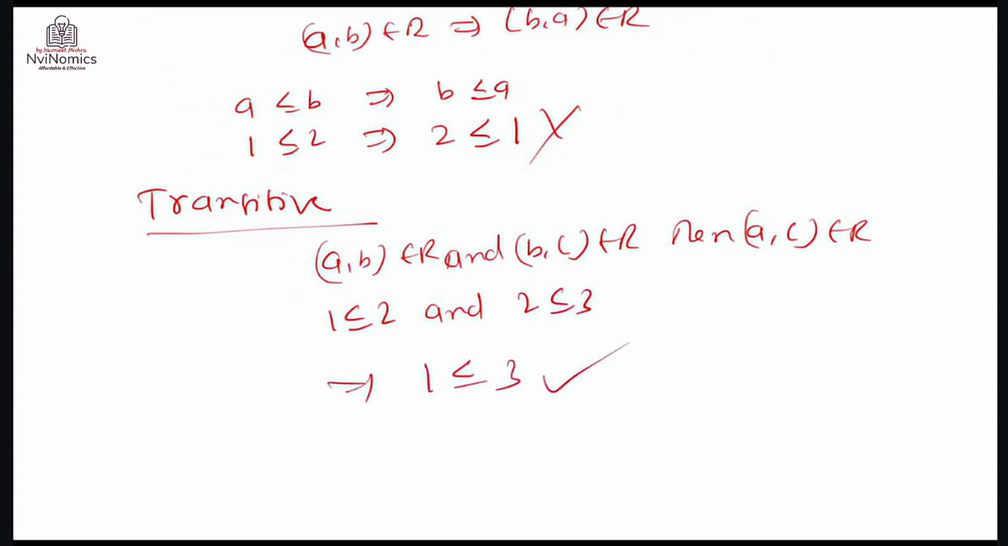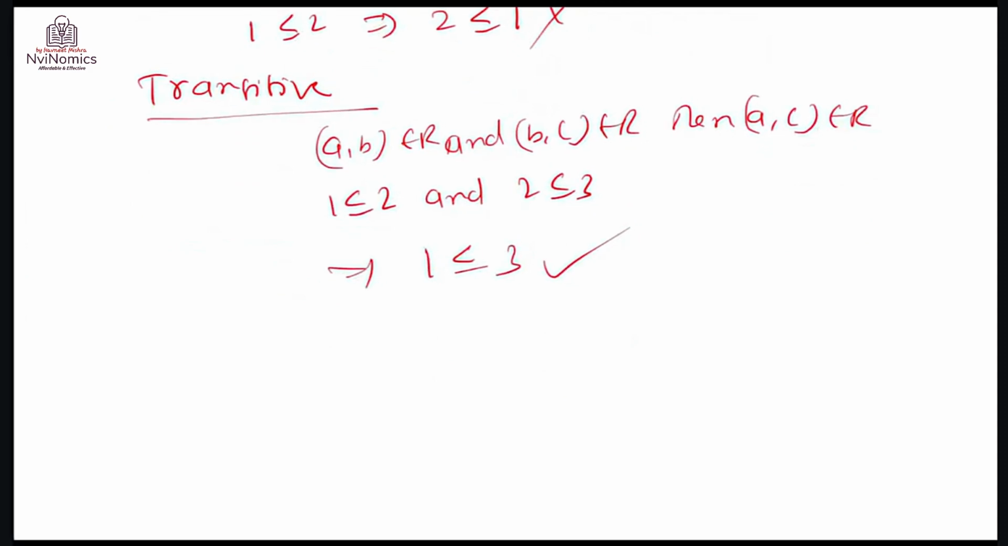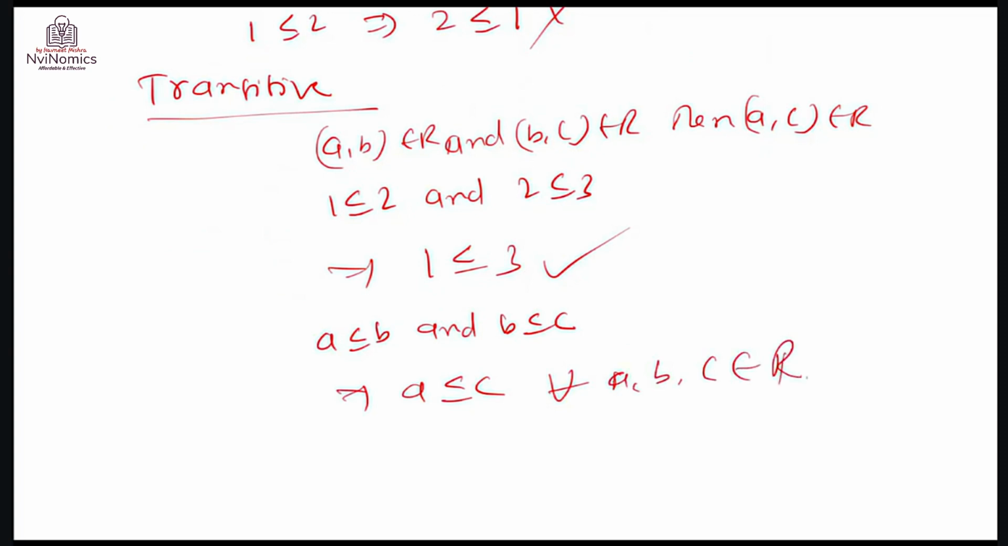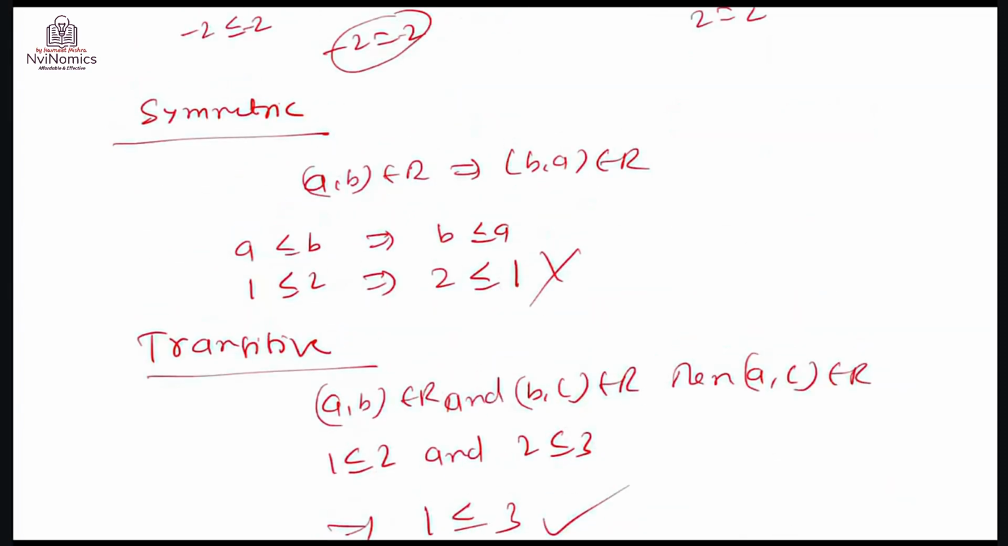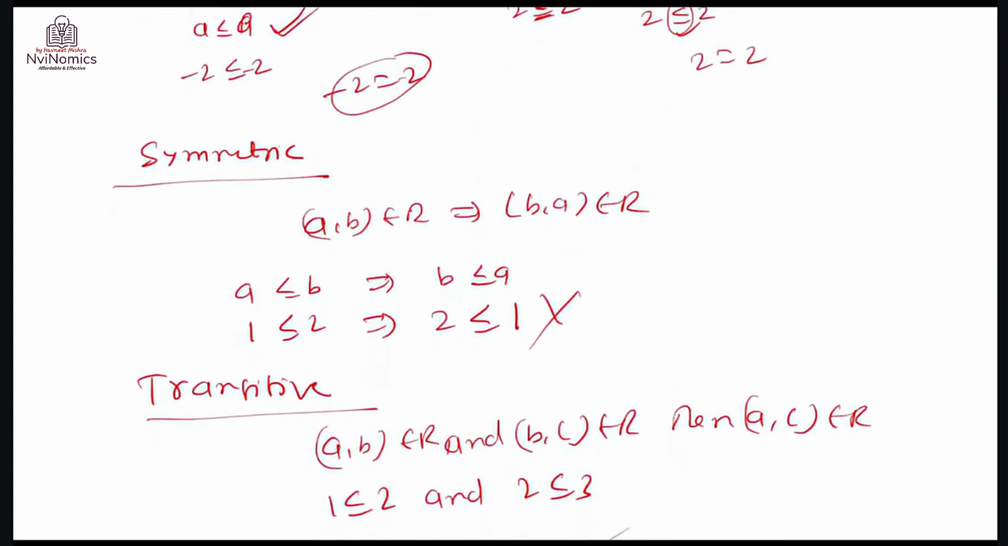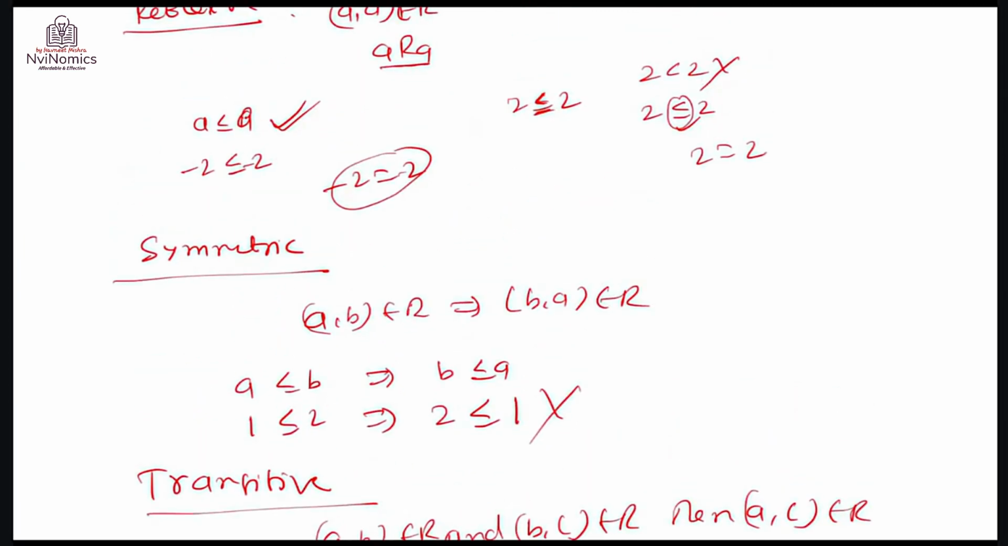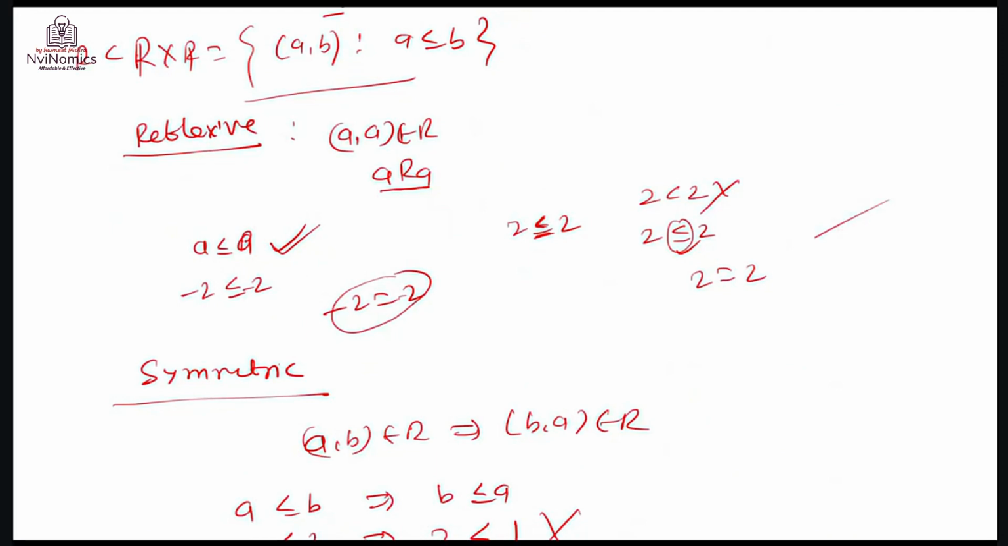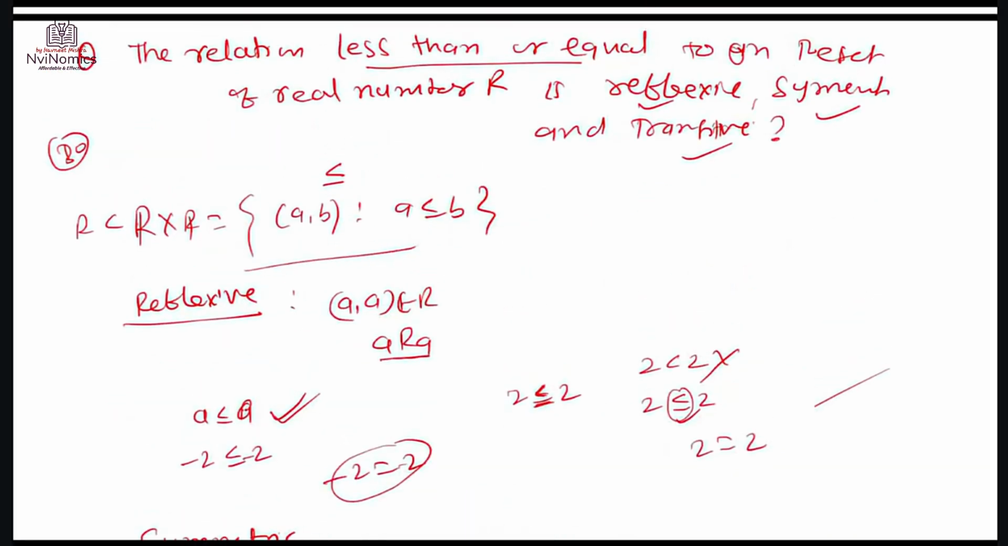Yes, so take any real numbers. If A is less than or equal to B and B is less than or equal to C, then it implies that A is less than or equal to C, for all A, B and C belonging to the real numbers, so it is transitivity. It is specifying the transitivity condition, but it is not symmetric, though it is reflexive. So the relation less than or equal to is a reflexive relation. It is a transitive relation but not a symmetric relation.